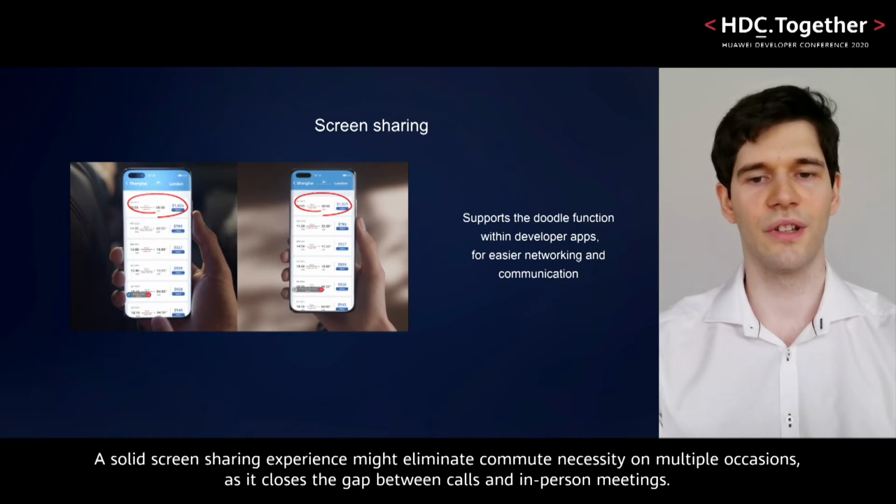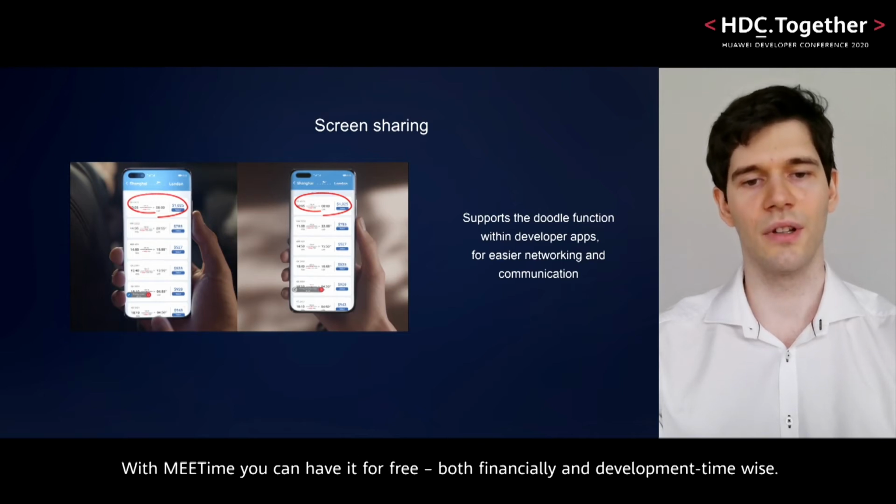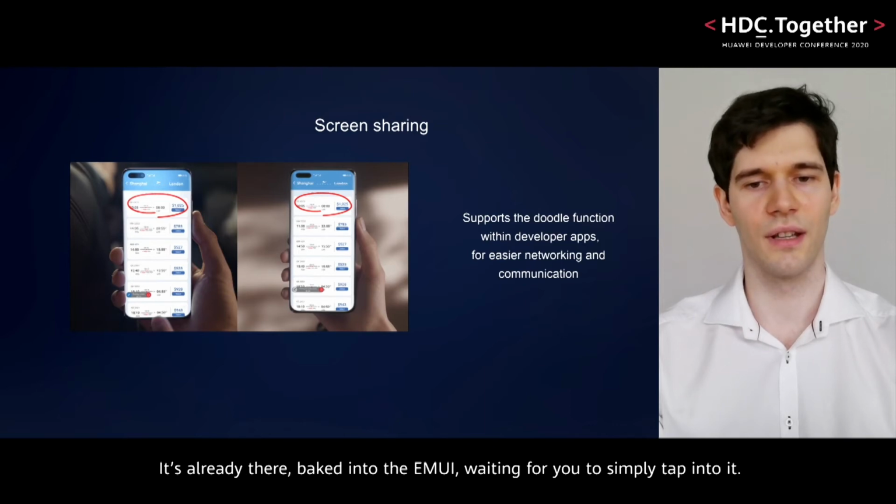A solid screen sharing experience might eliminate commute necessity on multiple occasions, as it closes the gap between calls and in-person meetings. With MeTime, you can have it for free, both financially and development time-wise, as it's already there, baked into MIUI, waiting for you to simply tap into it.